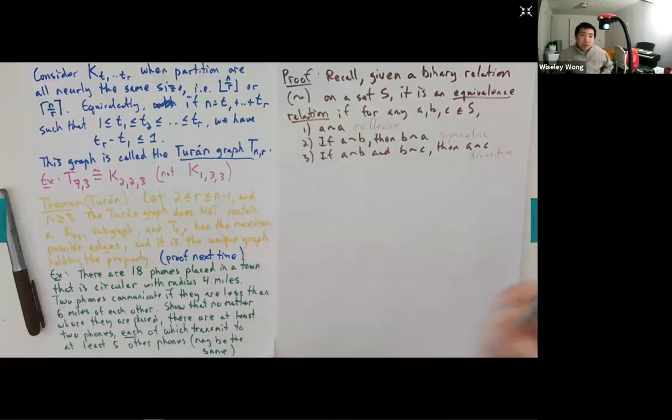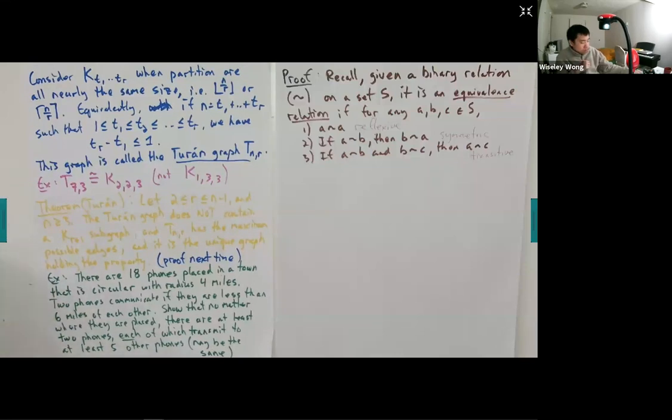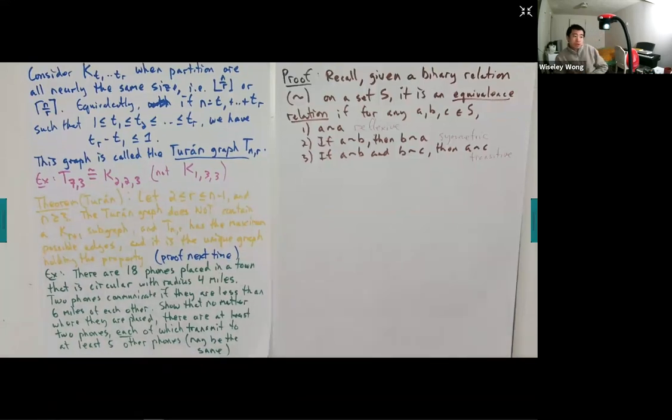So remember, the three conditions are being reflexive, symmetric, and transitive. To prove this, we're going to let G be the graph that has the maximum number of edges. Then we define a relation that we'll prove is an equivalence relation, because if G has the maximum possible number of edges, this equivalence relation is going to force some structure on it.